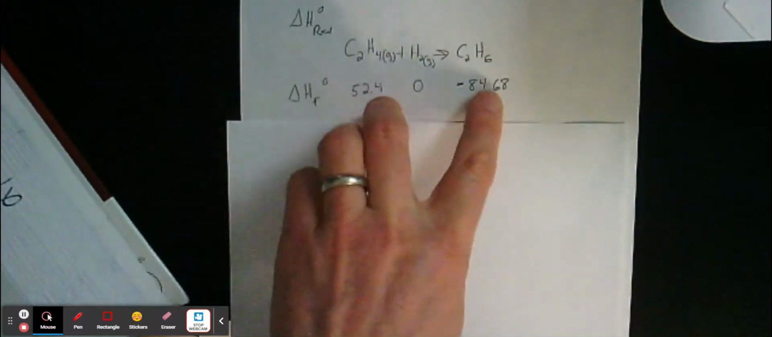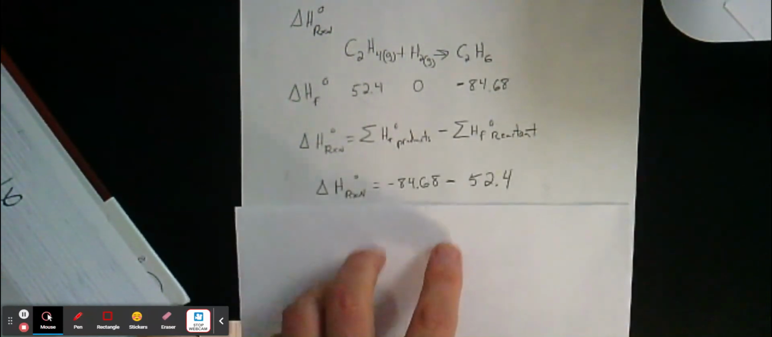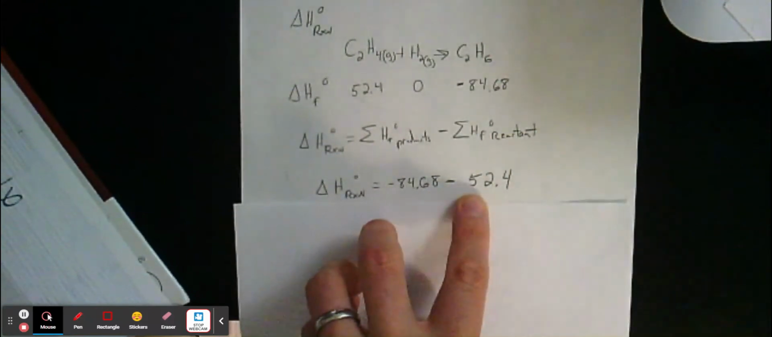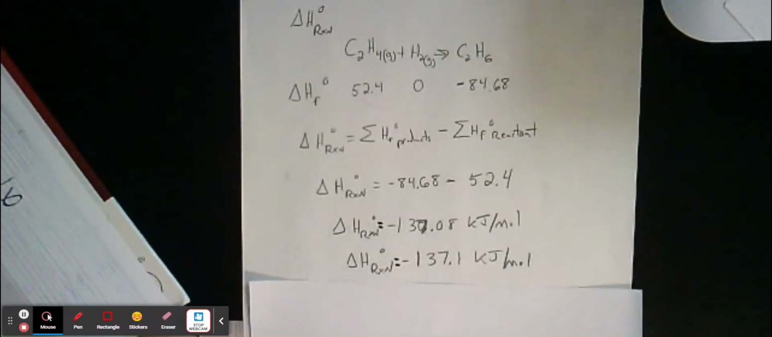I'm going to multiply my coefficients. They're all 1, so these values will stay the same. All right. And I'm essentially going to add these two numbers, and then I'm going to round for sig figs, and that's my answer.